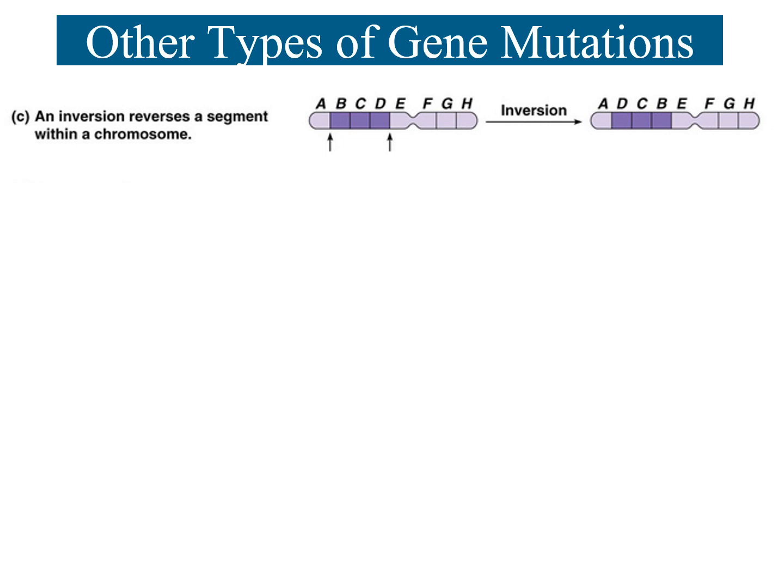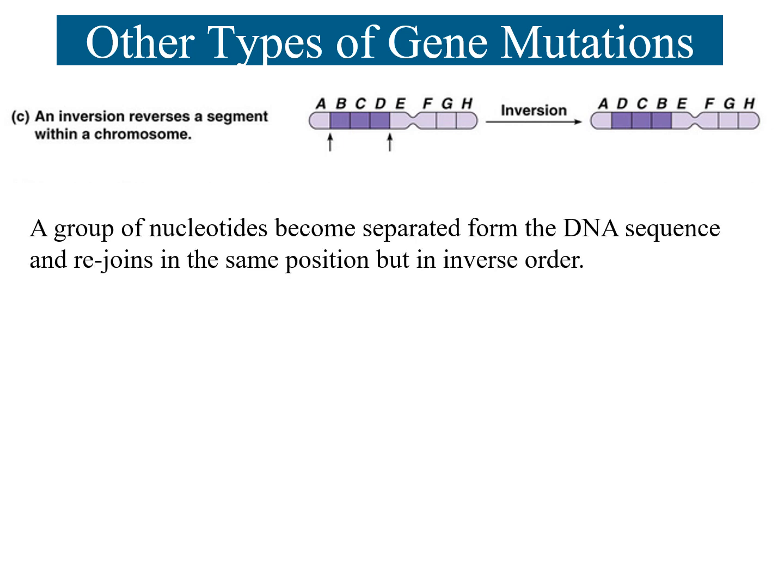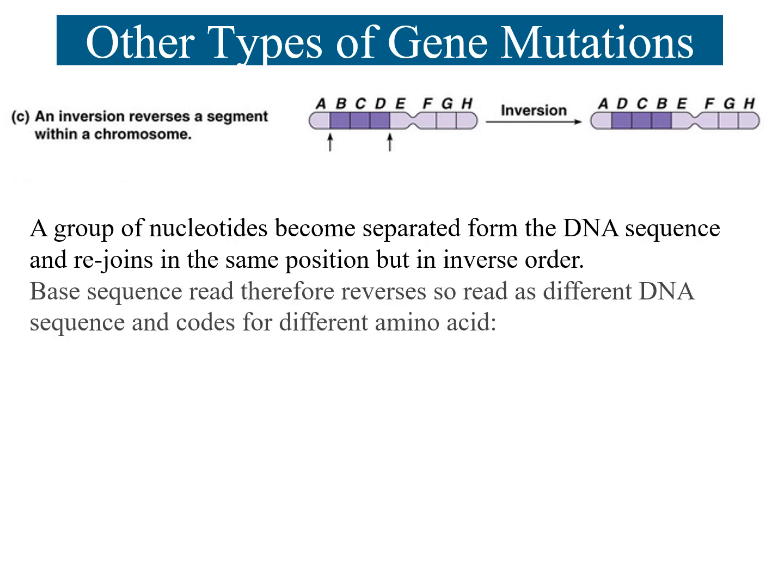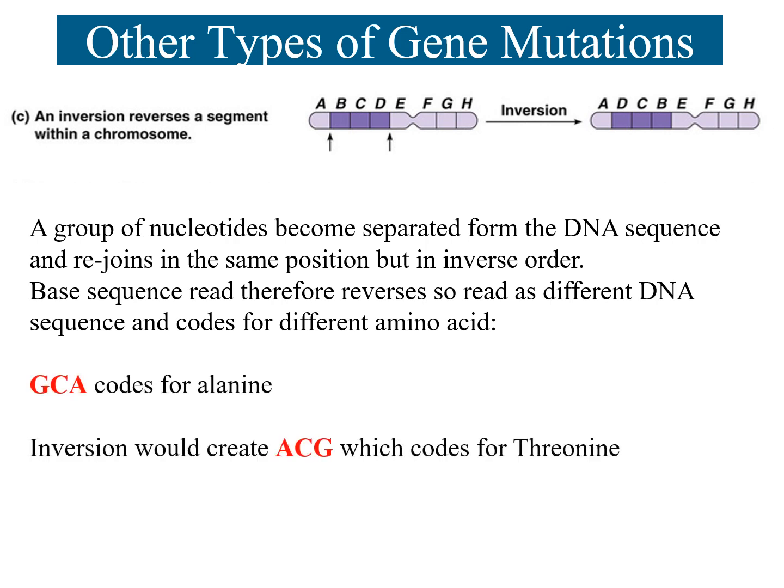You can get an inversion, which is when a group of nucleotides become separated from the DNA sequence and then are rejoined, but they're reversed around. And this obviously causes a different sequence of amino acids. So GCA codes for alanine. Inversion would lead to ACG, which codes for something else.